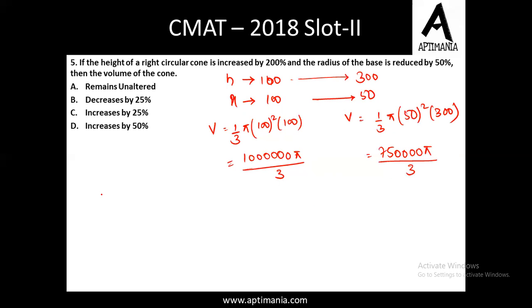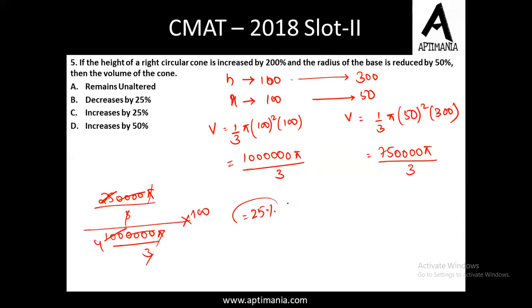So as we can see, there is a reduction of 250000 pi upon 3 over a value of 1000000 pi upon 3. To calculate the percentage change, we'll multiply the fraction by 100. The zeros will get cancelled out, pi by 3 and pi by 3 will get cancelled out. This is 1 and 4, so it will be 100 by 4. That's 25%. So we can see there is a reduction of 25% in the volume of the cone. So for question number 5, the correct answer is option B, decreases by 25%. Let's go ahead to the next question.